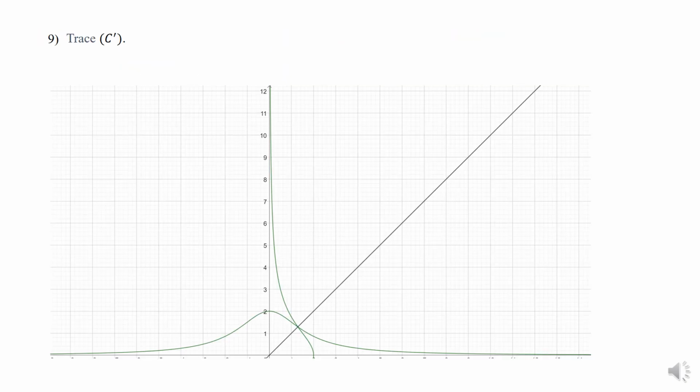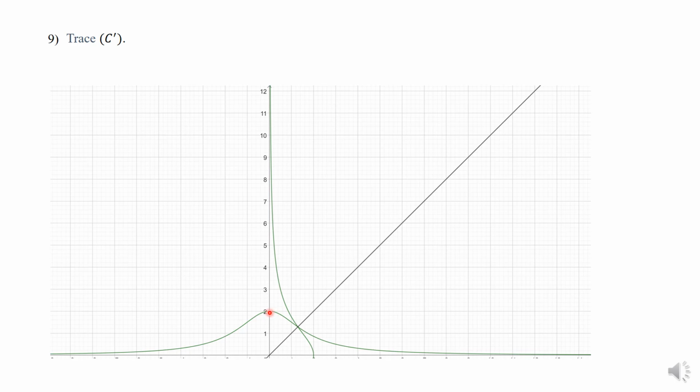Part 9, trace C prime, the graph of f minus 1. Now to draw the inverse of the function f, we use an important idea that the graph of a function and the graph of its inverse are symmetric with respect to the line y equals x. So first of all, we draw the line y equals x, which will act like a mirror for the two graphs.